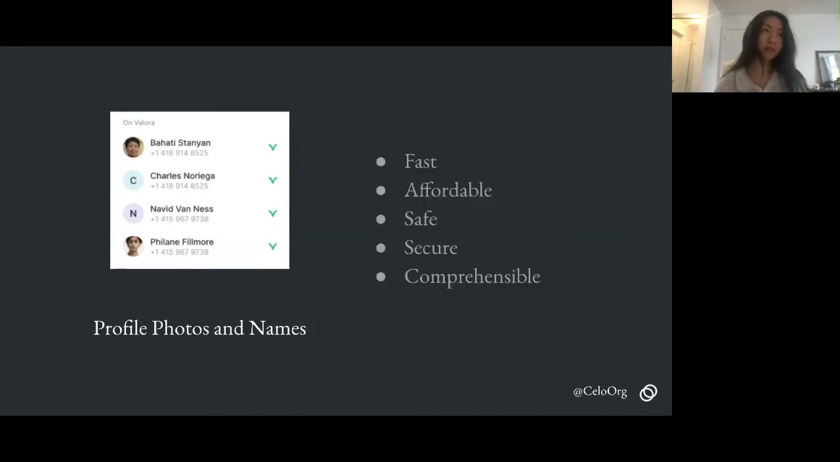With photos and names on traditional apps, it's really easy to implement, right? When you think of profile photos and names, you just spin up a server, and it's not really something you would consider complex. But on the blockchain, there are a lot more things to consider. So we want to make sure that we still implement this feature in a way that is accessible, with all of the things we mentioned before: fast, affordable, safe, secure, comprehensible.